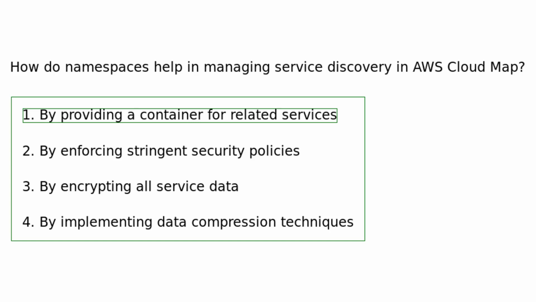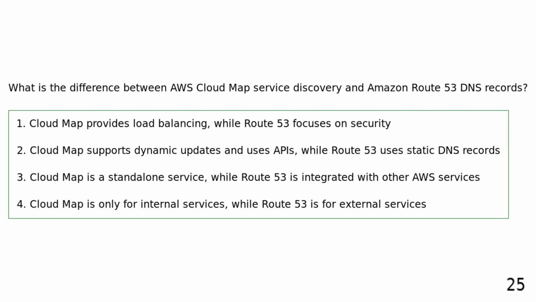Namespaces in AWS Cloud Map act as containers for related services, allowing you to group services together within the same DNS namespace for easier management and discovery. What is the difference between AWS Cloud Map service discovery and Amazon Route 53 DNS records?